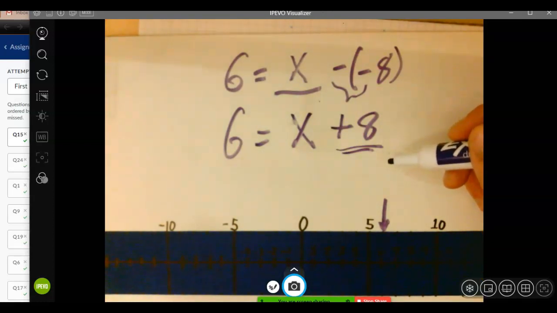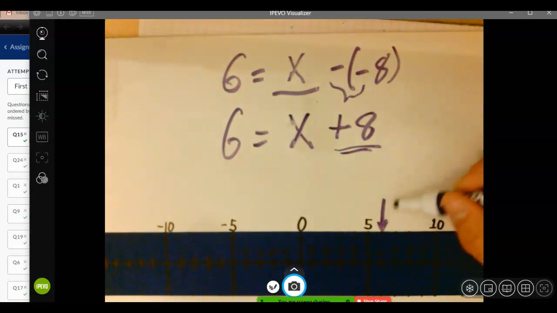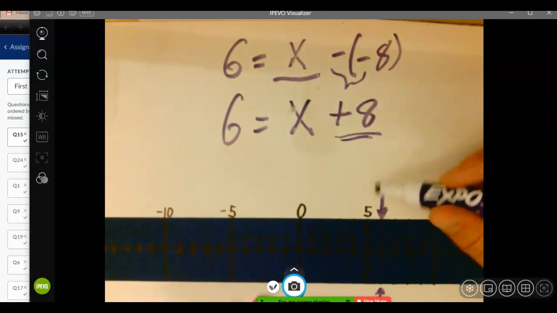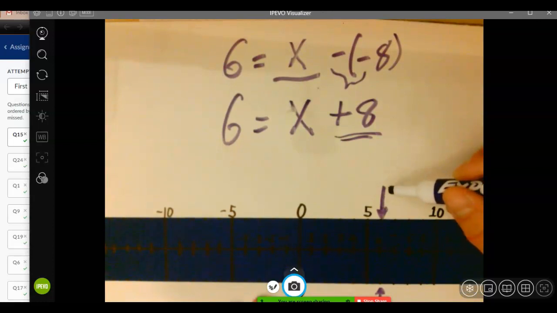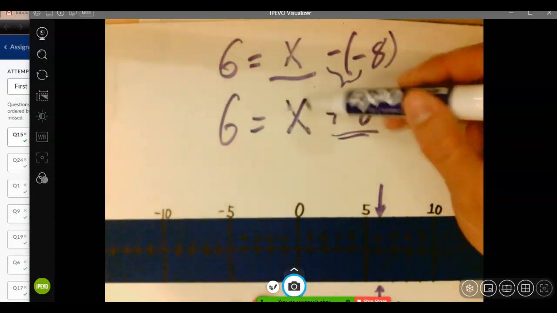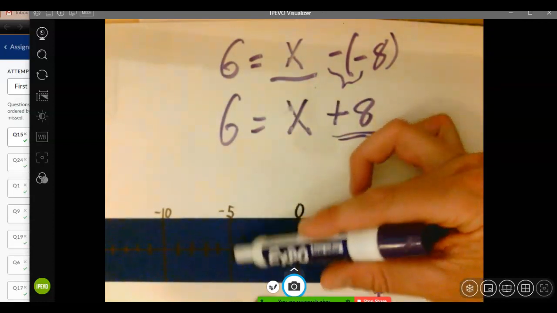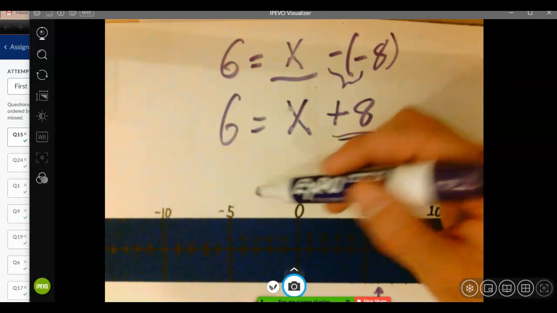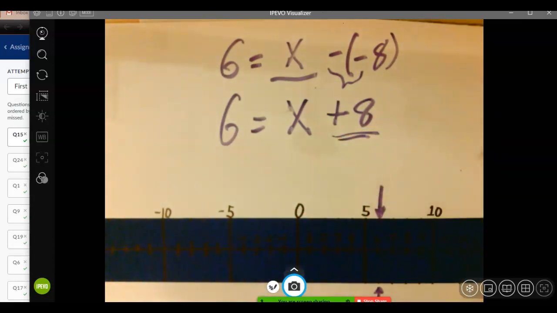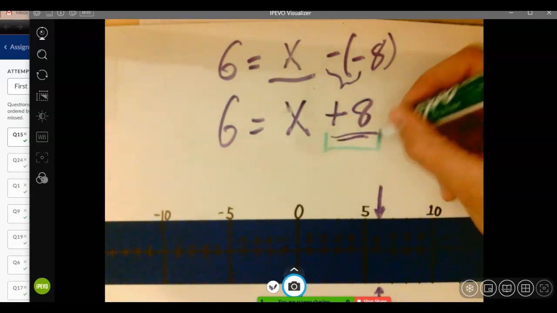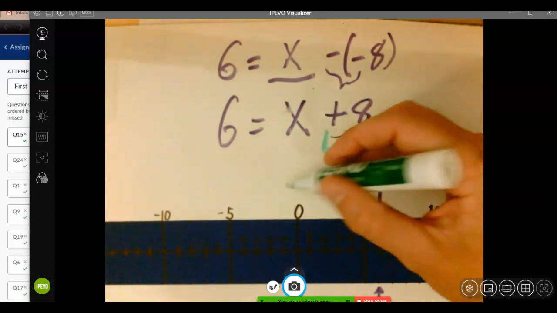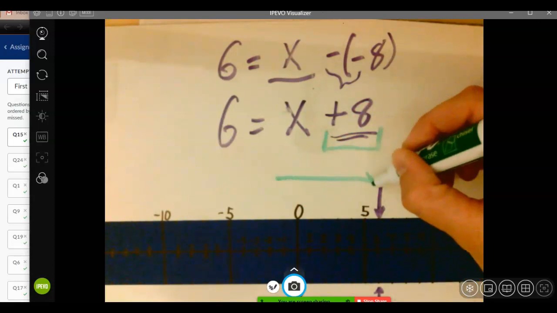But guys, here's what I think a lot of us did. You went right from this location. That is not where we start. We start somewhere that we don't know. So we start down here somewhere and then shift right 8, because plus 8 tells us go to the right 8. Is anyone confused about plus 8 meaning go to the right 8?